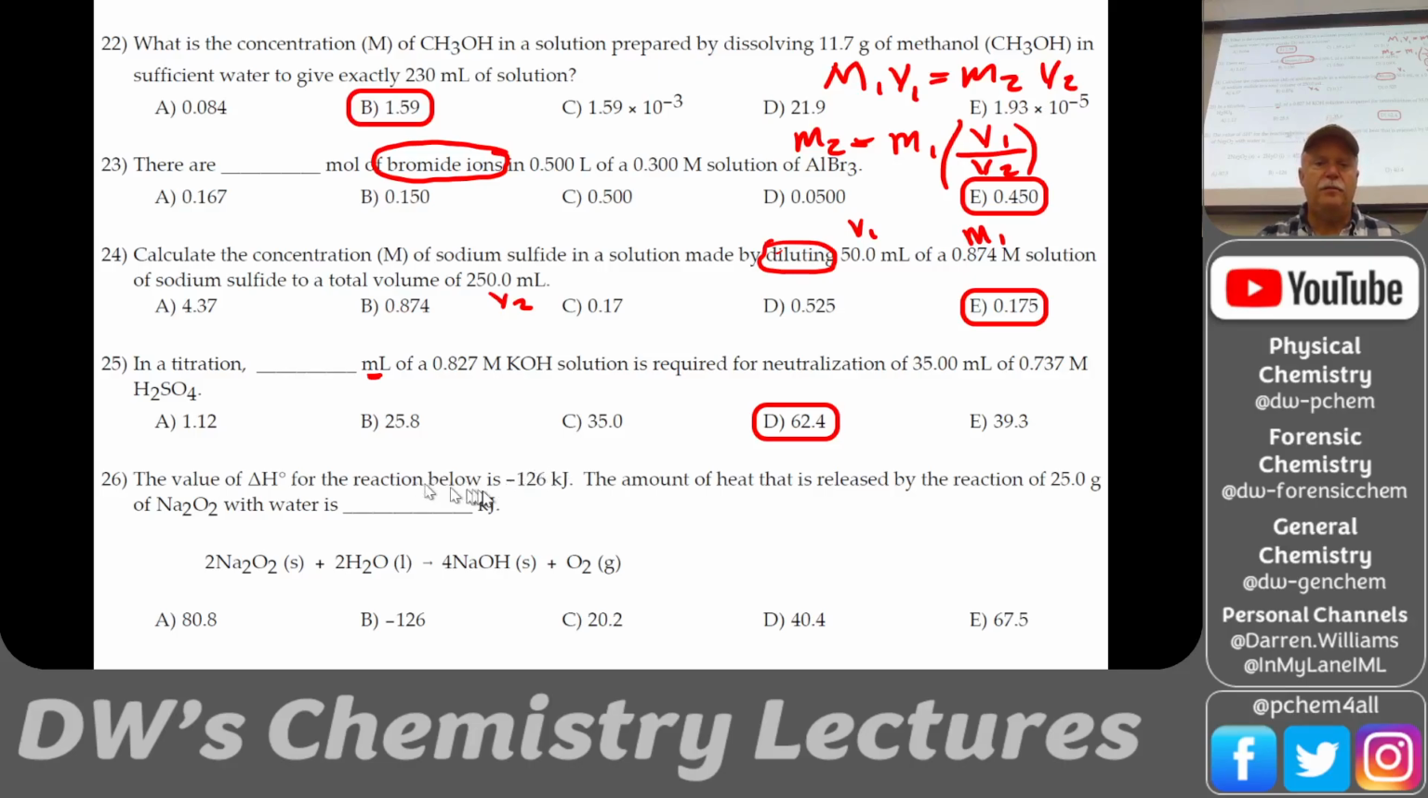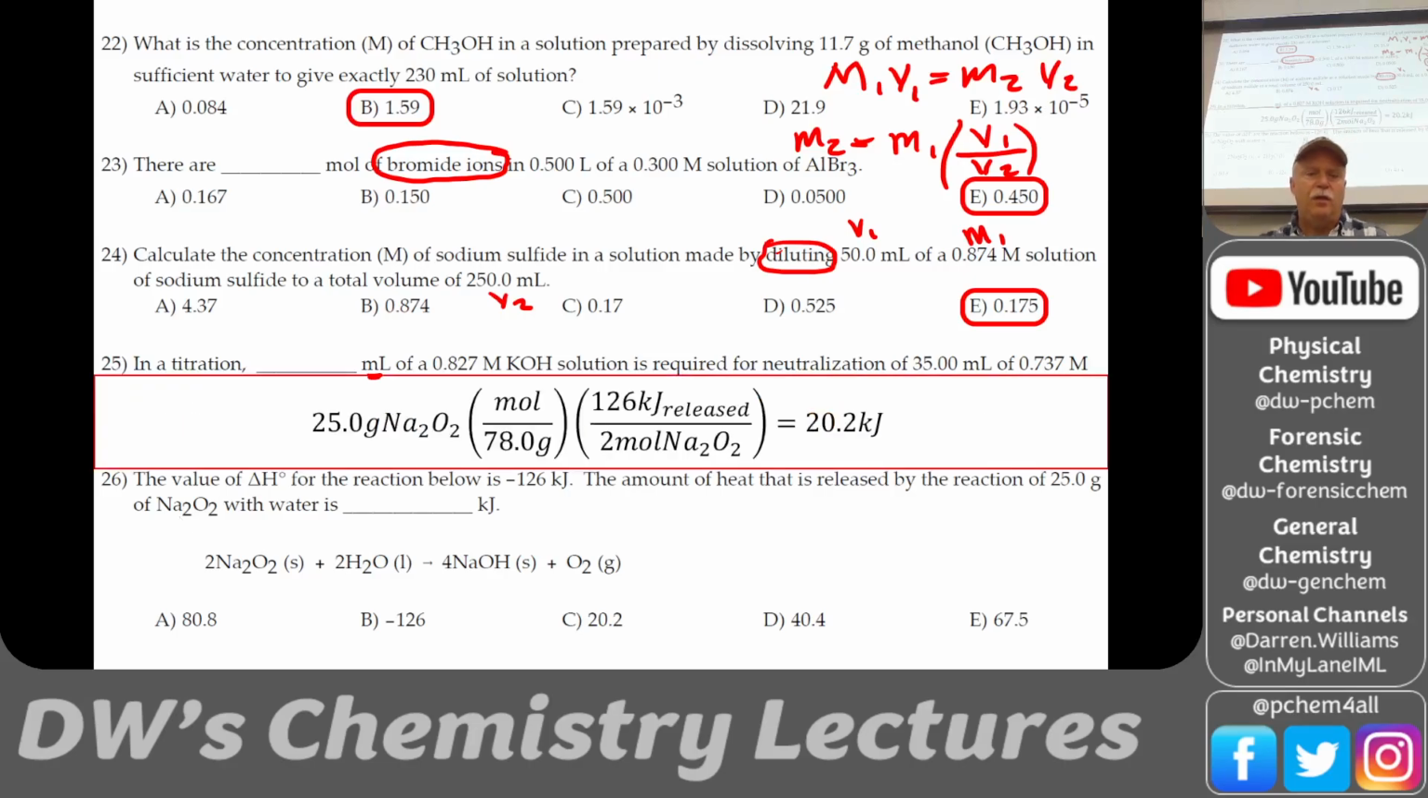Okay, then we put in some thermochemistry. So what's the value of delta H for this reaction? Oh, it's given as minus 126 kilojoules. And so then we want to use that value. So if we have 25 grams of sodium oxide reacting with water, how much heat is released?